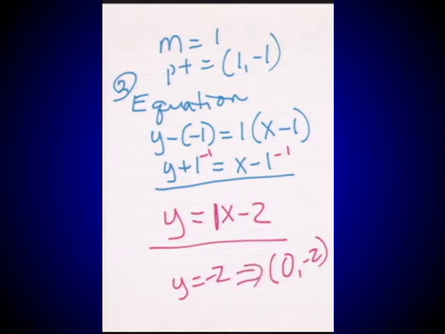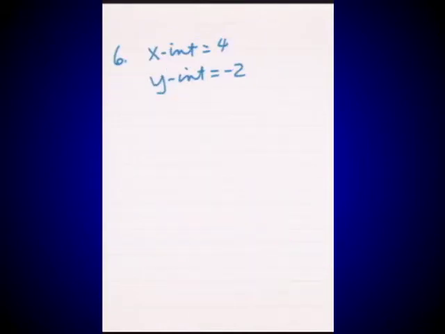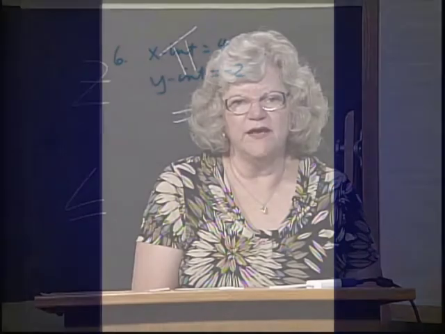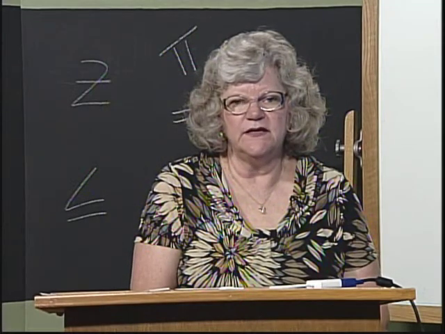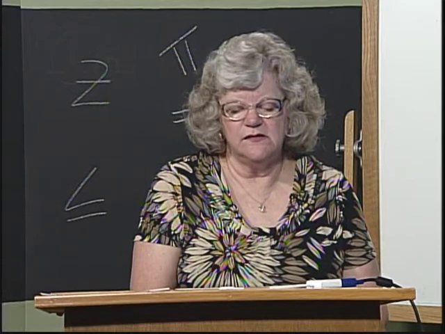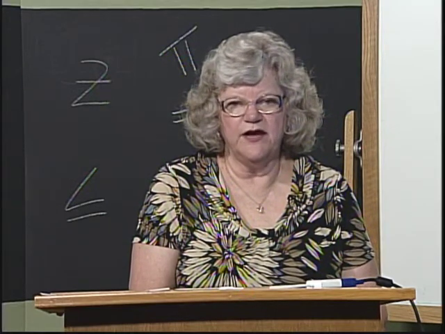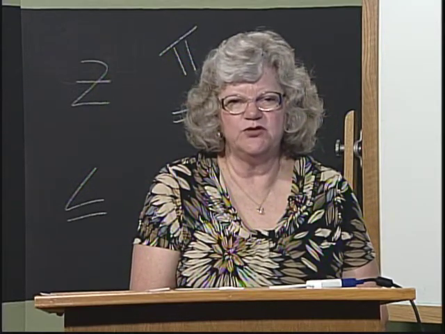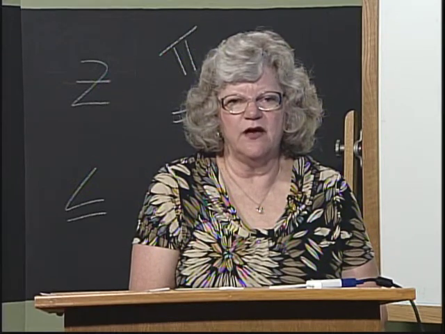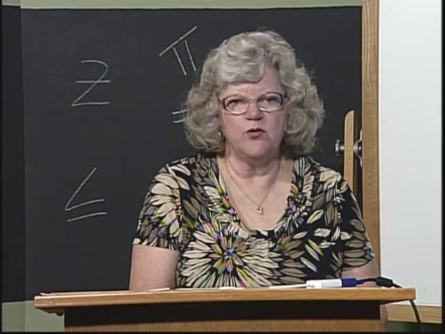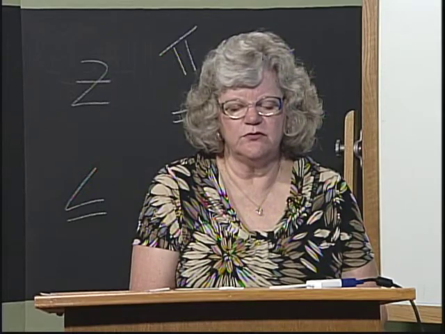I kind of like to have an ordered pair so when I get ready to graph it, I don't forget what that minus 2 means. Okay, now we're given something a little different here. We're given an x-intercept and a y-intercept. What does that mean? If the x-intercept is 4 and the y-intercept is negative 2, are we being given an ordered pair 4, negative 2?